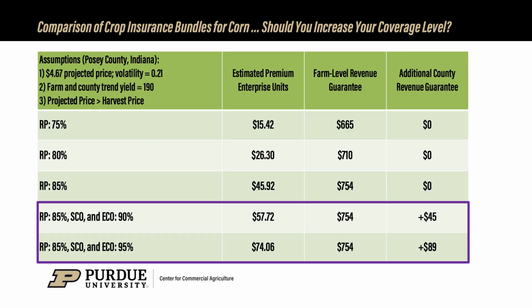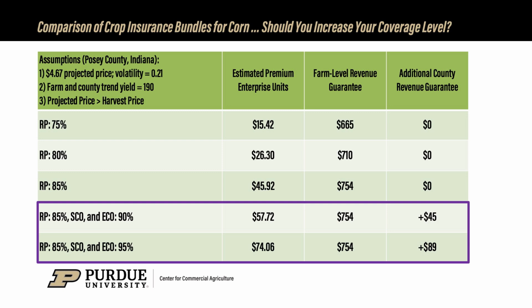So, Michael, you've taken a look at some bundles of insurance and made some comparisons. Yeah, here. We already talked about the revenue protection products, 75, 80, and 85%. And so if you wanted to go up to the 90% ECO, again for Posey County, you're looking at an additional $12 per acre to go from the 85% revenue protection all the way to the 90% SCO. If you're going from the 75% product up to the 95% product, you're talking an additional $30 per acre.